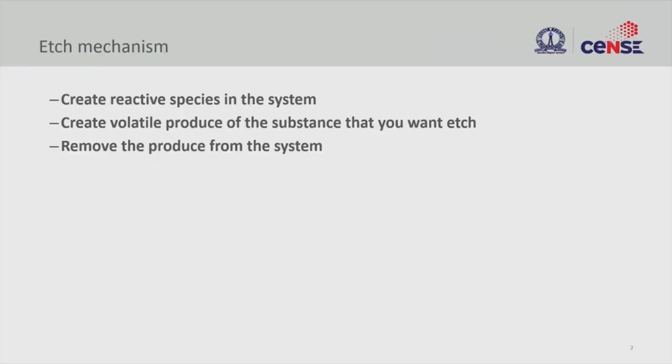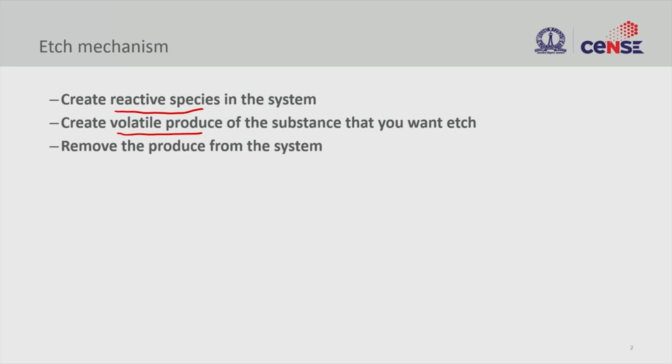So let's look at how these mechanisms are studied and what you need in order to make these radicals etch the material. In order to create any etching, we need to first create reactive species in the system. When I say in the system, I mean the plasma and the wafer and the chamber. So we need to have reactive species, and these reactive species should react with the substrate and create volatile product, which is very important.